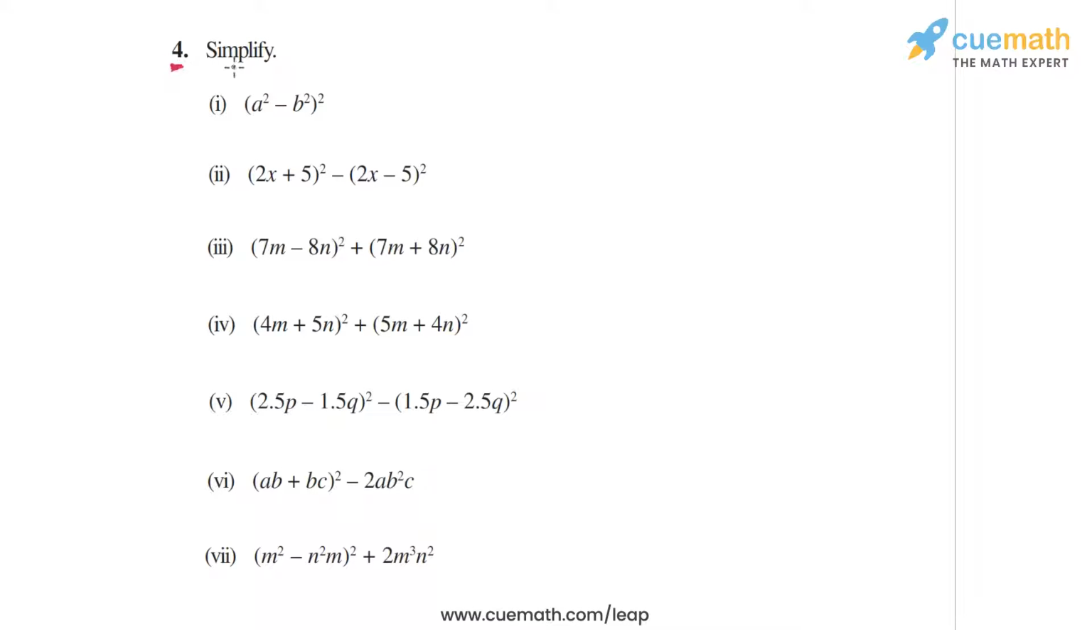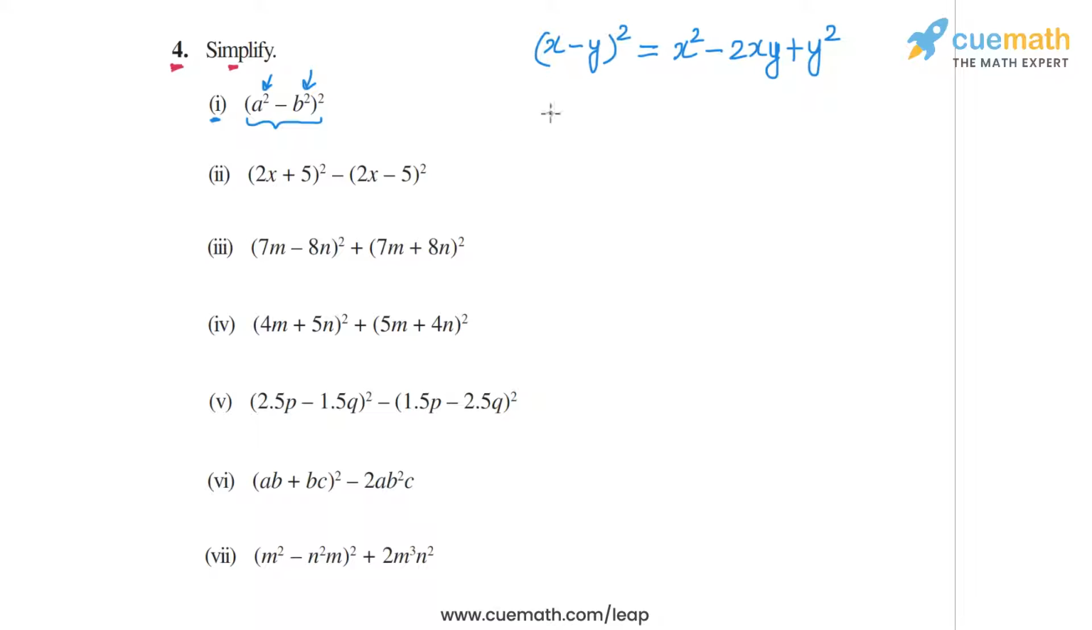In question 4, we have to simplify each of these 7 expressions that you see here. So let's start with the first part. In the first part, we have this expression (a² − b²)². So this is of the form (x − y)², where x is a² and y is b². And we can expand this as x² − 2xy + y². So let's apply this identity to this expression.